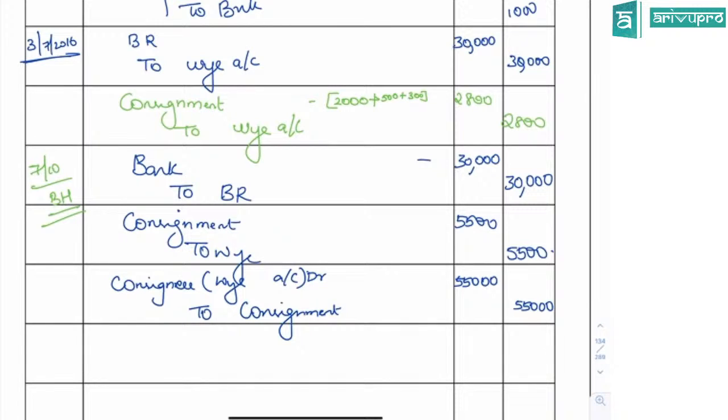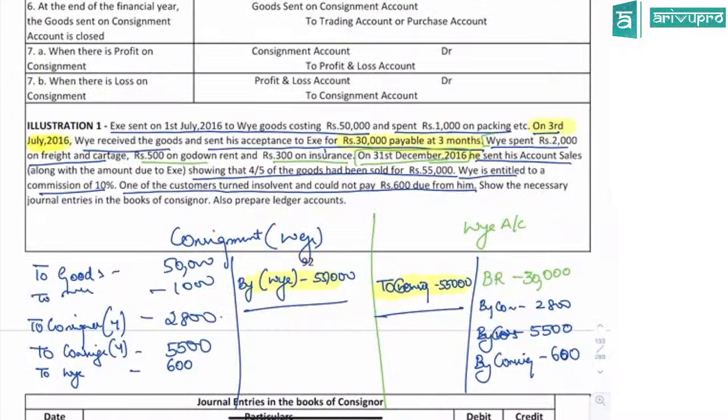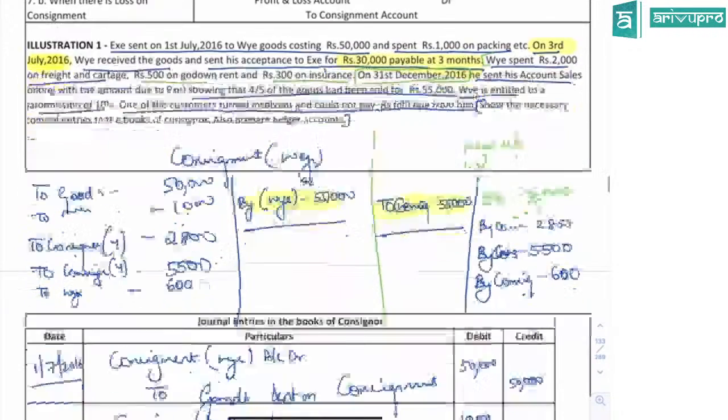Guys, there are only two more entries. After that, I'll give you a break. Done till here? Now show the necessary journal entries and also prepare the accounts.